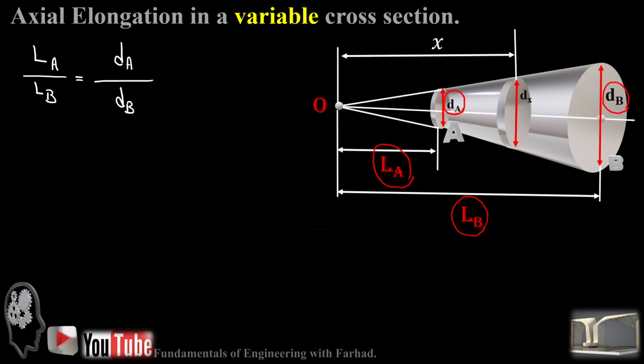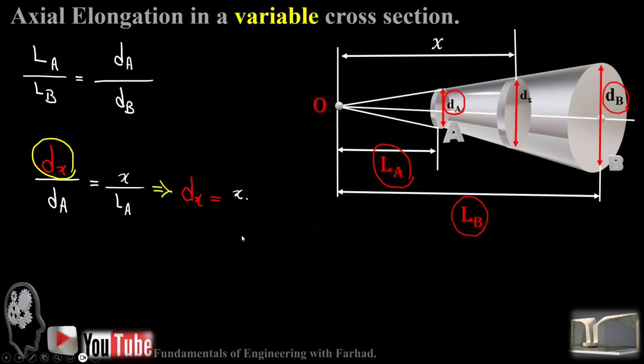Then if we jump to the relation between the lengths from the origin and the diameters, it says L_A to L_B is related to their diameters, d_A over d_B. And likewise, if we do the same for the diameter of the element x, d_x over d_A is the distance x over L_A. Then we can have a differential form for d_x for our element.